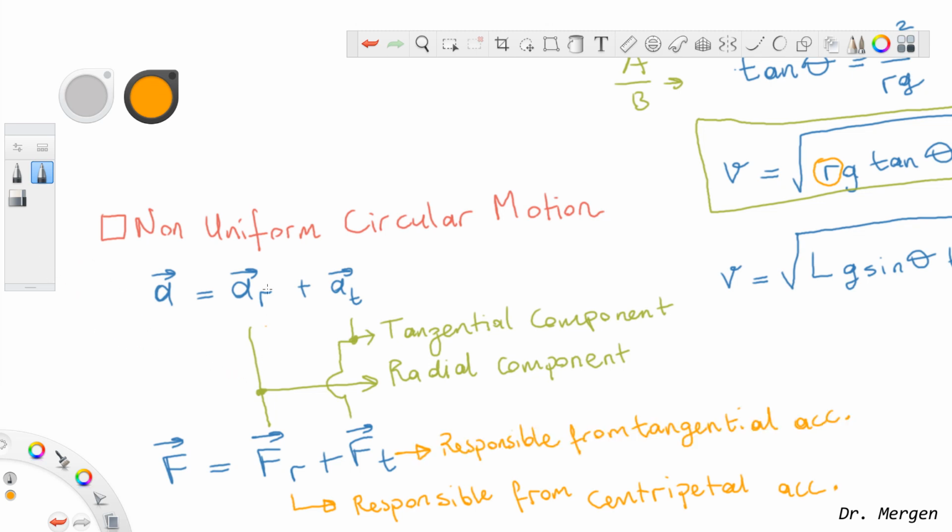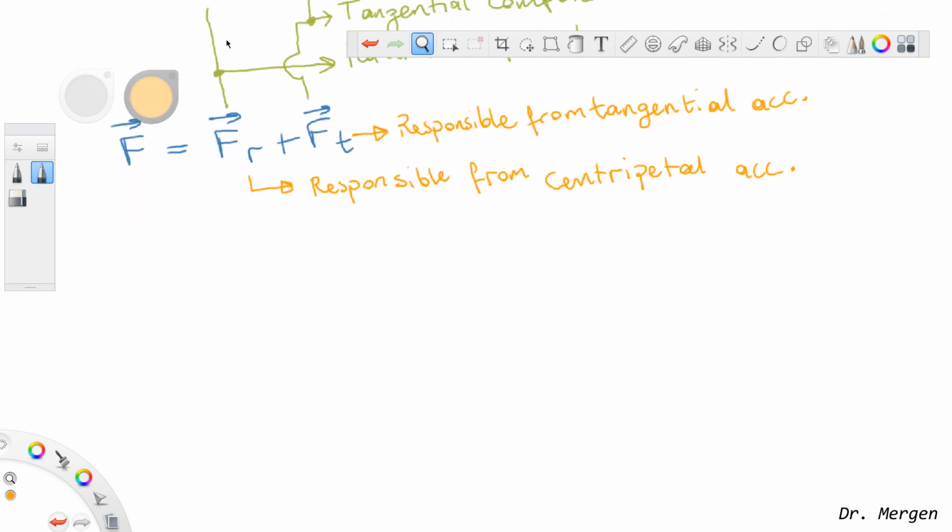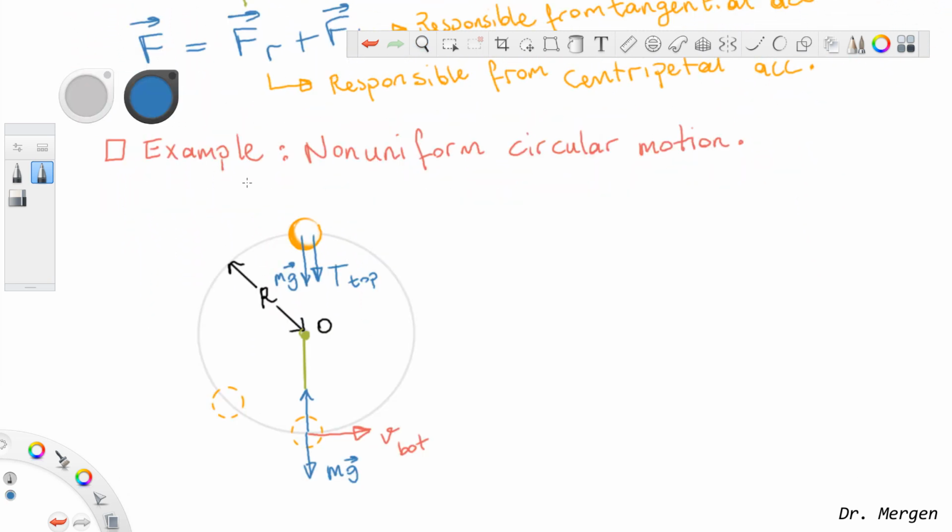Now let's try to solve a non-uniform circular motion example. In the problem, a small sphere of mass m is attached to a cord. Here the green line represents the cord. And the sphere is rotating on a vertical plane. Therefore, at every instant, the gravitational acceleration is present.